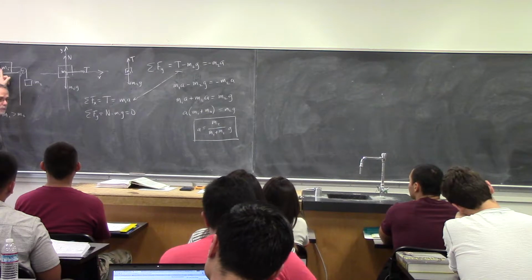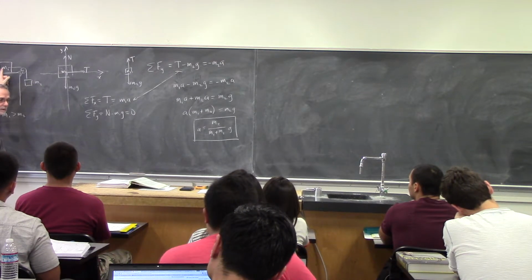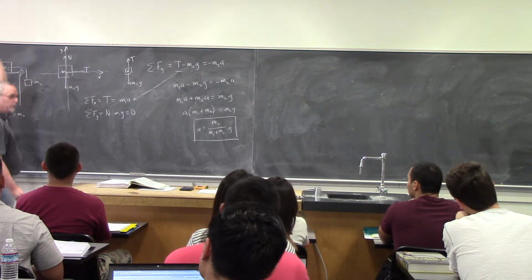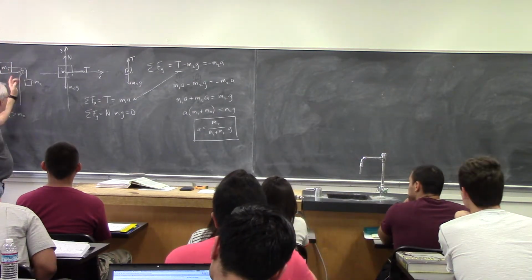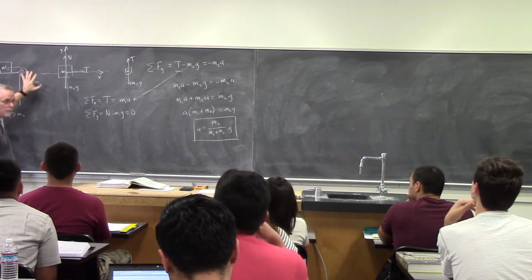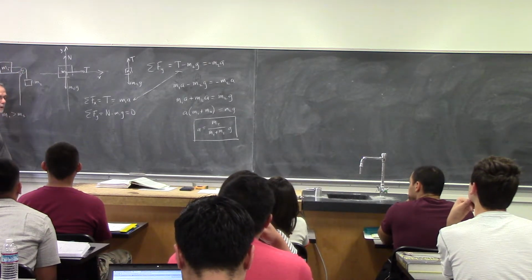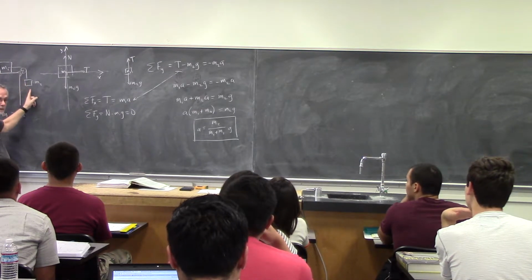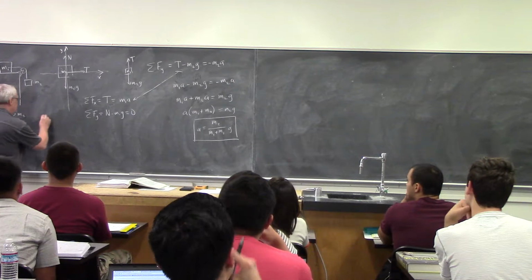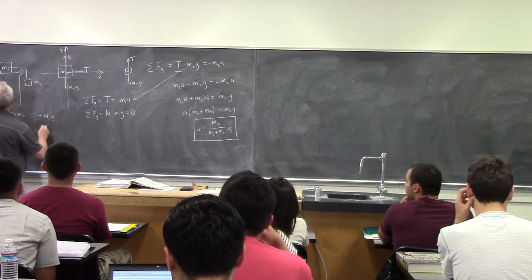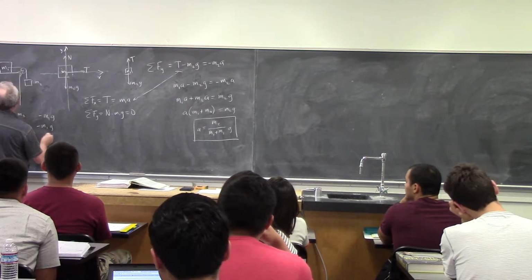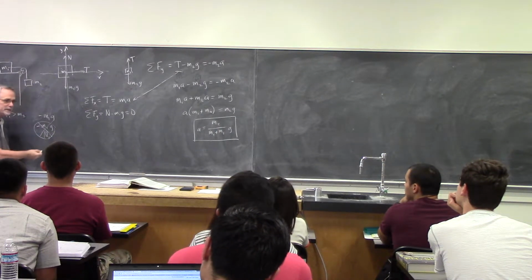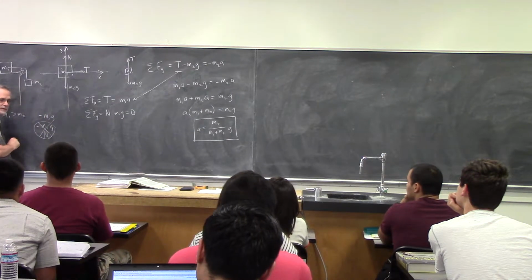Is it true that the M1G and normal force cancel? If they didn't cancel, what would M1 be doing? It would accelerate up or down, and that's not happening. So they clearly cancel. Of all the external forces acting, what's the only one that survives? This weight. Look, here are the external forces: M2G, M1G, and normal force. These cancel because they're equal and opposite. This is the only thing that survives.